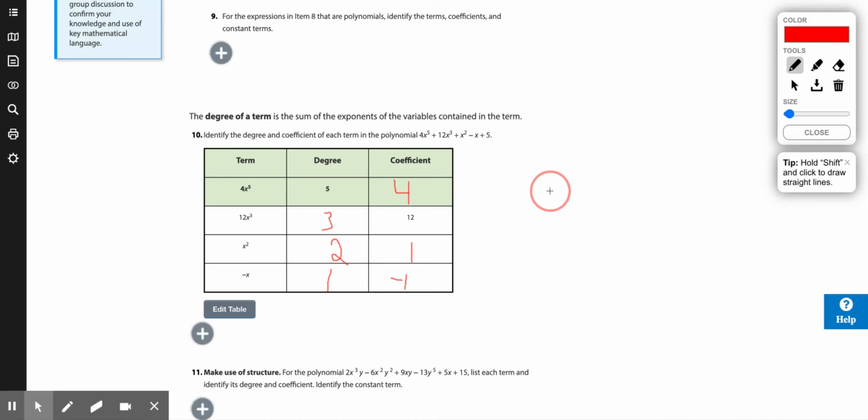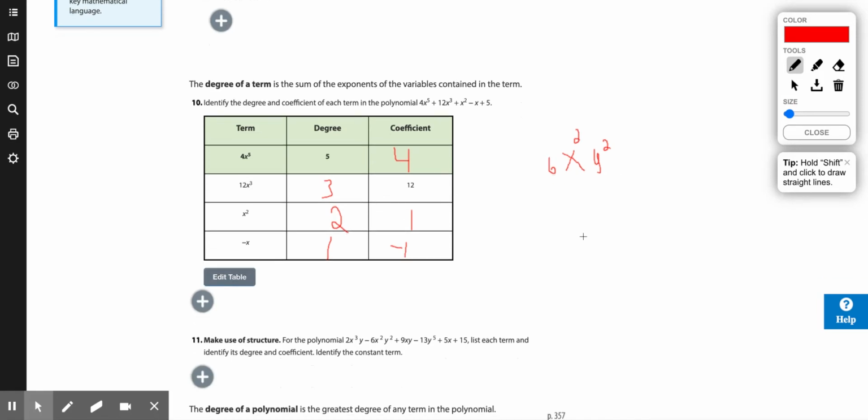So let's look at this real quick. If I had 6x squared y squared, well, the coefficient would be 6. The degree would be, well, I have 2 on this one, and I have 2 on this one. It's 2 different variables. So the degree would be actually 4. Because when you have different variables, you need to combine your exponent values to find the degree.